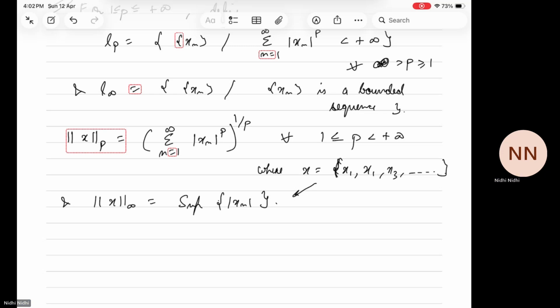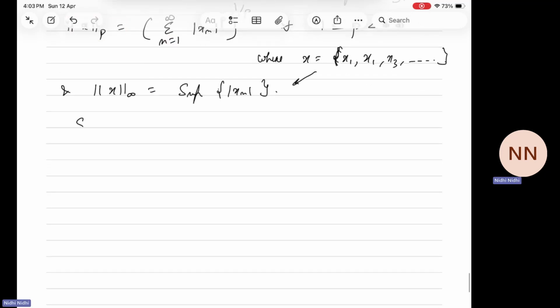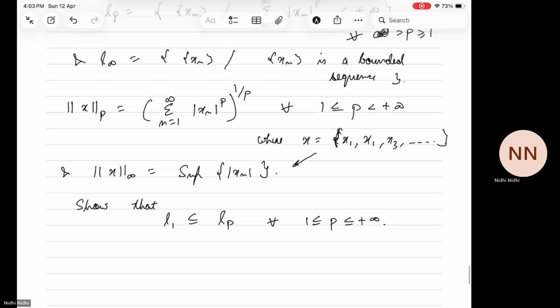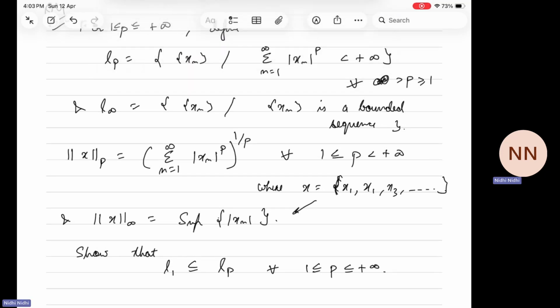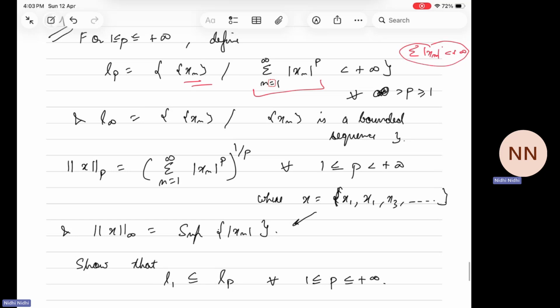Show that L1 is contained in all LP for 1 less than or equal to p less than or equal to infinity. The space L1 will be the space of sequences xn such that this summation, for p equals 1, that means just mod xn, will be finite. If this happens, then it should belong to all other LP spaces as well. So we'll see how to prove this.